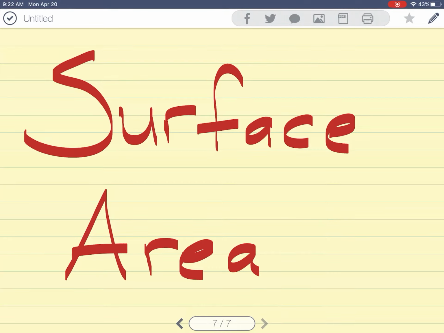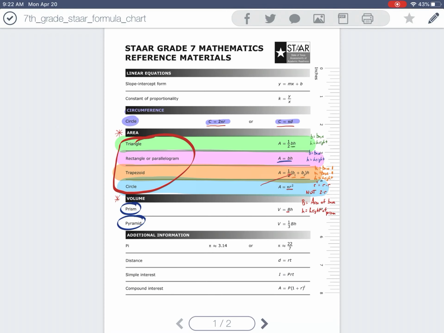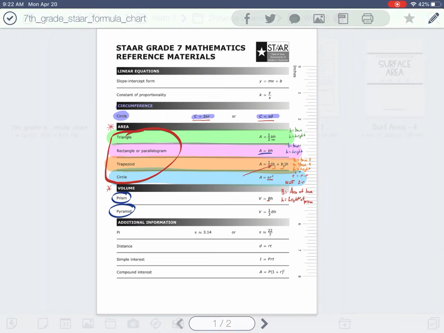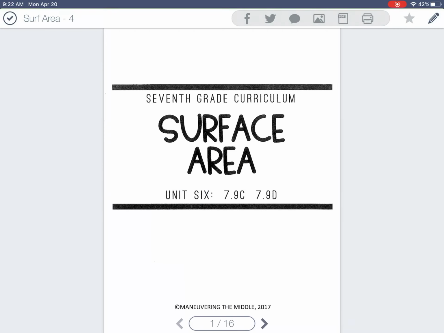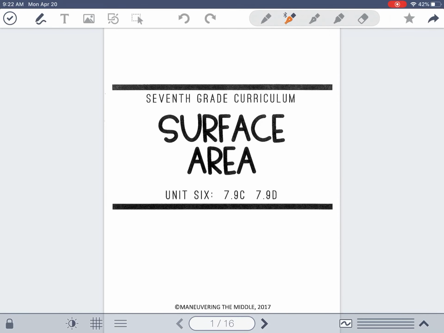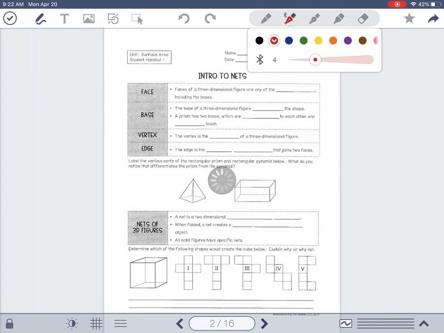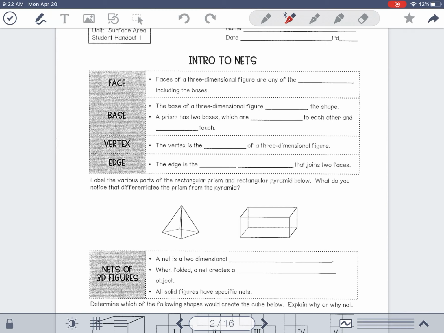We're on video number 7. We're going to be talking about surface area. Now, if you take a look at our STAAR reference sheet, there is no surface area on our STAAR reference sheet, not in 7th grade. You will see it next year in 8th grade, but for now, we're going to go back to what we learned, and we're going to talk about nets. We're going to talk about surface area and nets. Okay, so let's take a look.